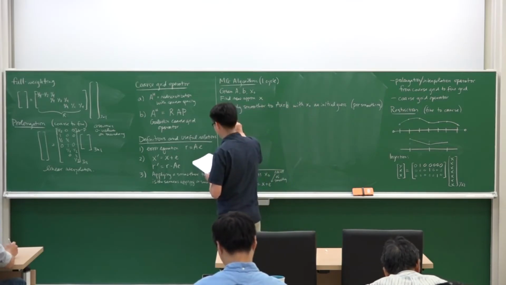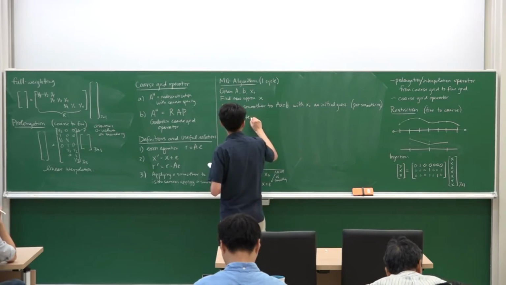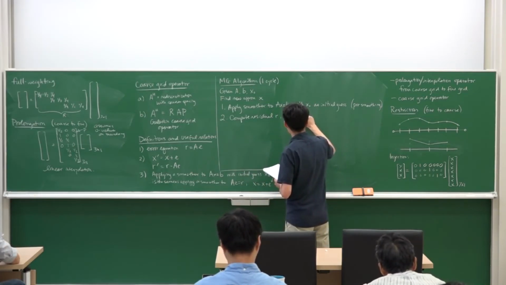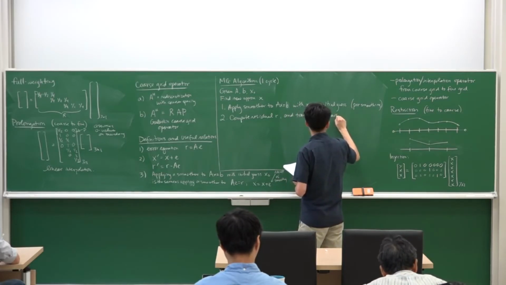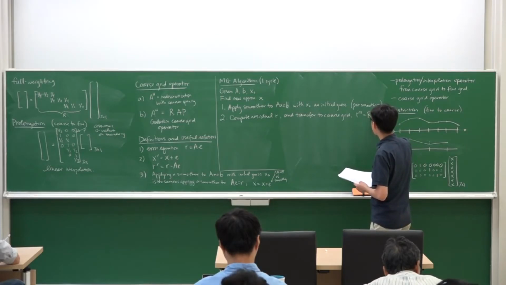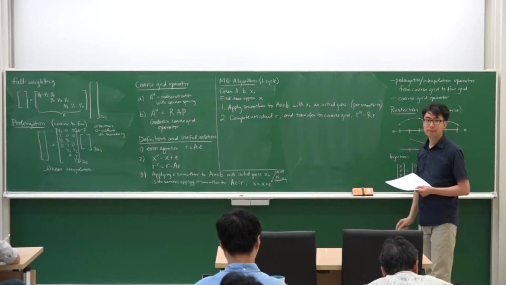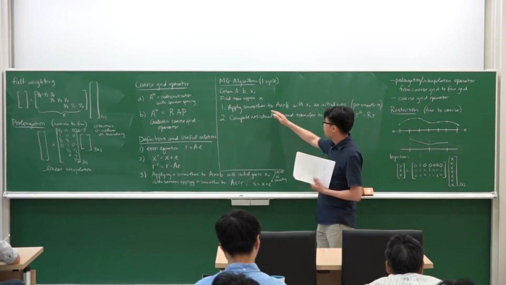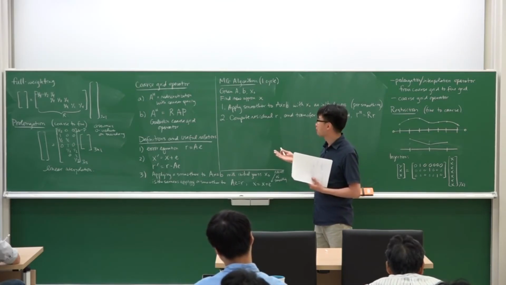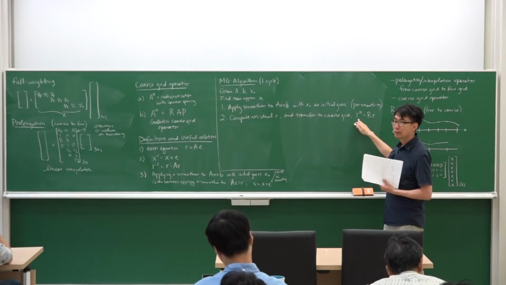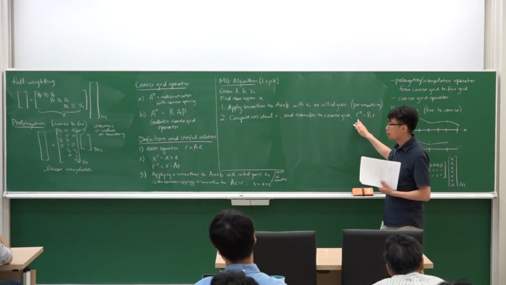So let's first compute the residual and then transfer that to the coarse grid using the restriction operator. Sound good? Okay, so compute the residual R and transfer to the coarse grid. So R on the coarse grid means we're going to apply the restriction operator to the residual. The discussion that we had just now is very good. We can't transfer x, right? Because x is not smooth. We can't transfer the error because we don't know what the error is at this coarse grid. But we can try to transfer the residual. And then solve the error equation on the coarser grid.